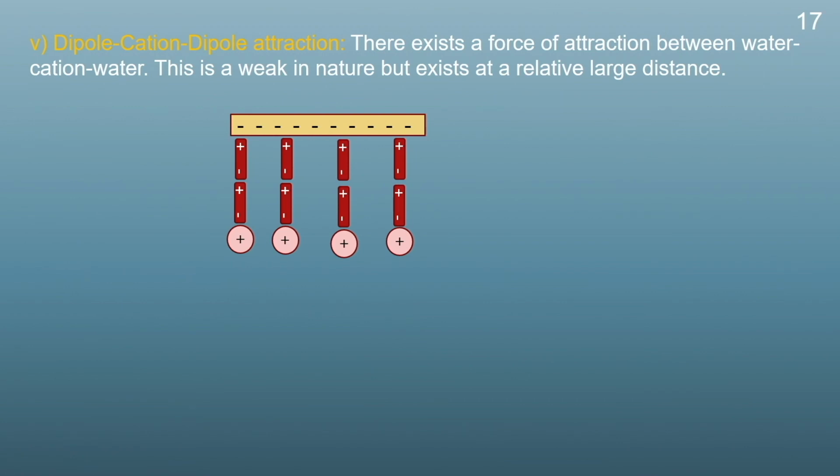The other kind of attractive force is the dipole cation dipole attraction. Here this is a clay surface, and the negative charge over here will attract the positive end of the dipole, and the negative end of the dipole will attract another positive end of a dipole like this, and finally this negative end of the dipole will attract the positive end of the cations. So, this is a dipole cation dipole attraction. Generally these are weak in nature, but exist to a large distance.